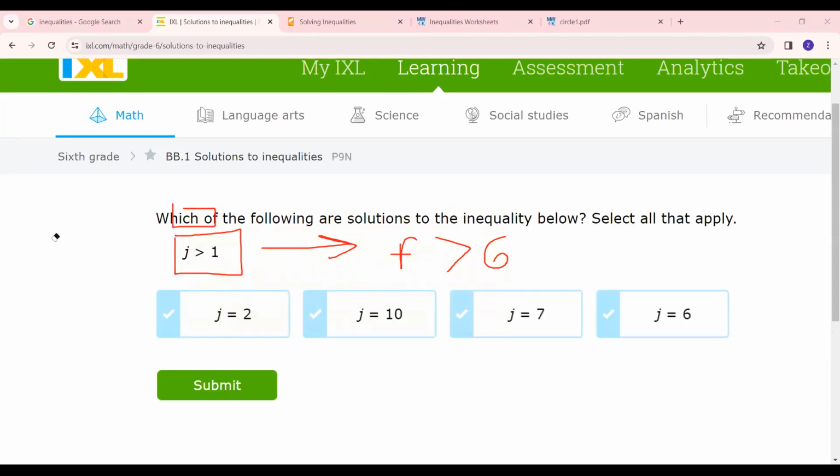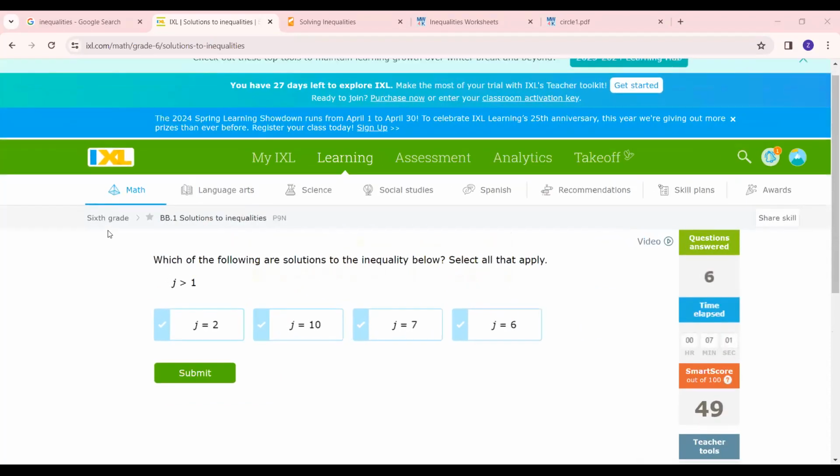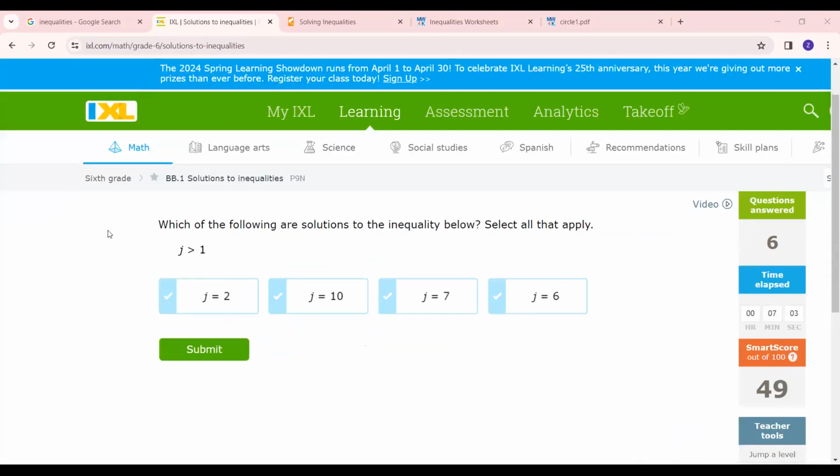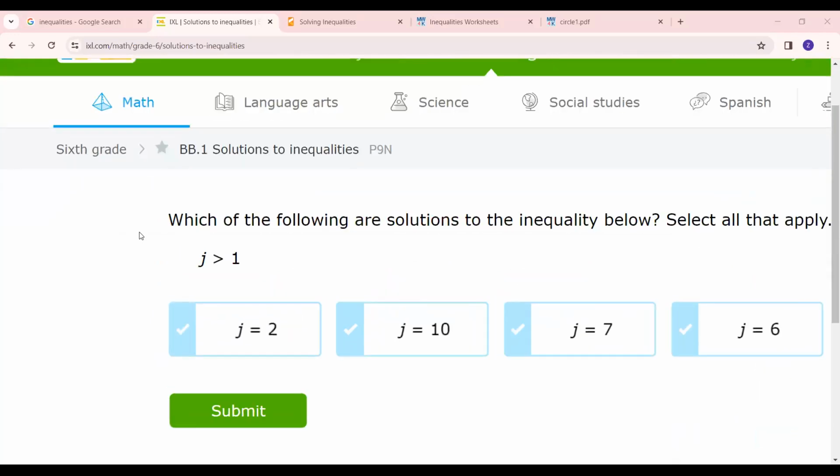Let me erase. So here we have j is greater than 1. J is greater than 1, right? What's our smart score, by the way? 49. Wow. You would think our smart score is more. So that means we have more to go.